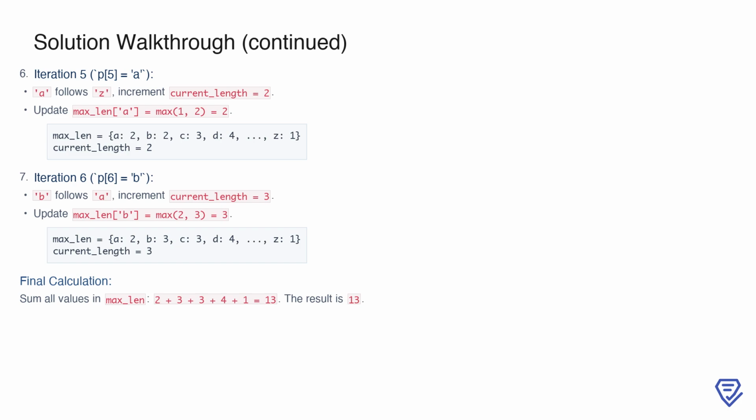After processing all the characters, the max_len dictionary shows that the longest substrings ending at a, b, c, d, and z have lengths of 2, 3, 3, 4, and 1, respectively. Summing these values gives 2 plus 3 plus 3 plus 4 plus 1 equals 13. This is the total number of distinct substrings in the wraparound string for this input.